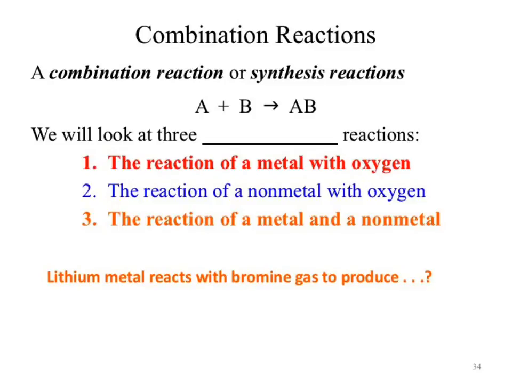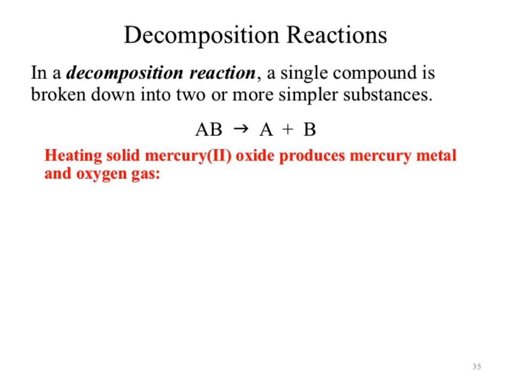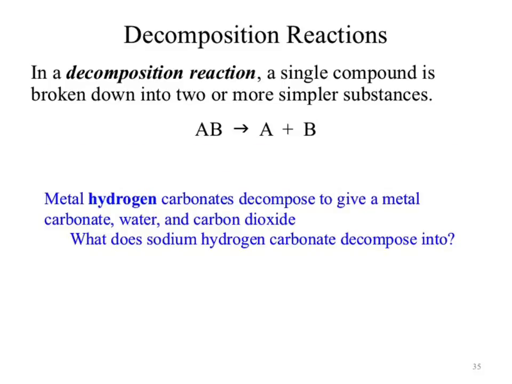Okay, let's see if we can make it more difficult. Our decomposition reactions. In our decompositions, we're breaking something apart to make simpler substances. I did not just break that. I'm pretty sure I fixed it. So we could look at heating solid mercury oxide to produce mercury metal and oxygen gas, except I think I solved that one in the video, and I don't think I have another example. Yes, I do. Cool, we'll do this one.